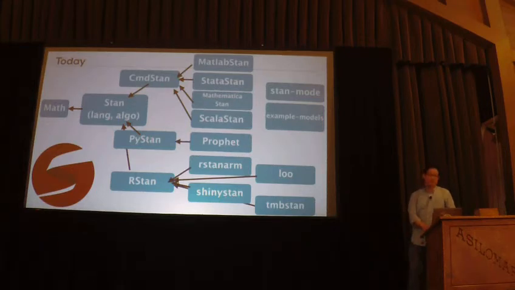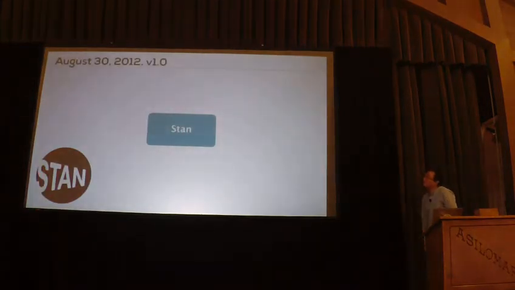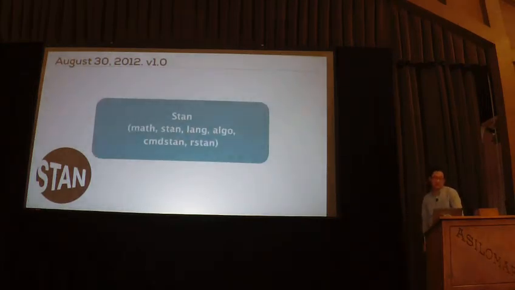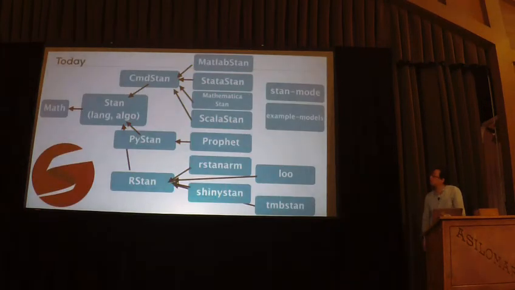There was a simpler time, though. August 30th, 2012, version 1. We just had Stan. Now, this isn't quite accurate. If we were to look at it now, it's really the math library, the Stan library, which is the language and the algorithms. CmdStan and RStan were also in the same repository. But it's a lot simpler than this, which is kind of cool.